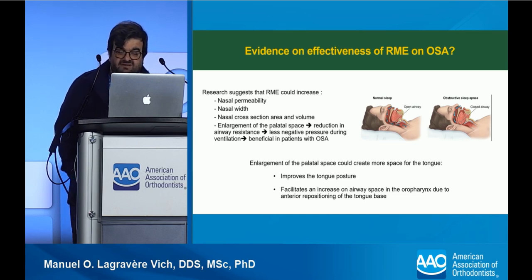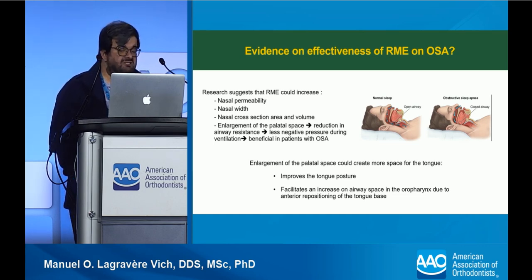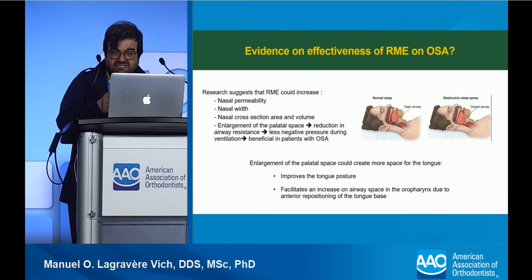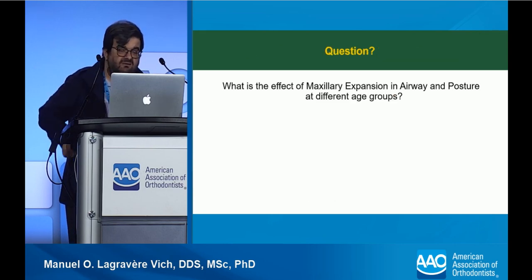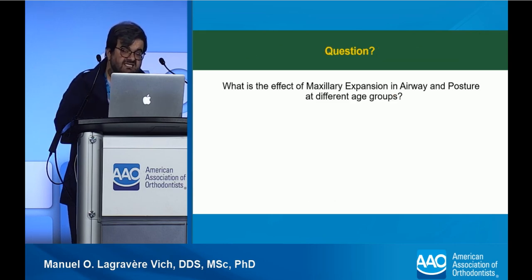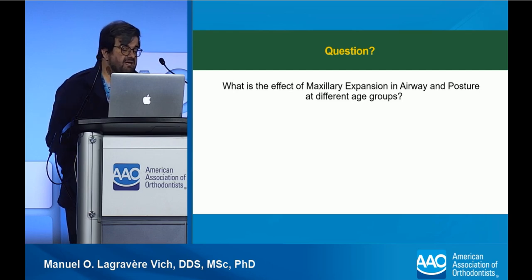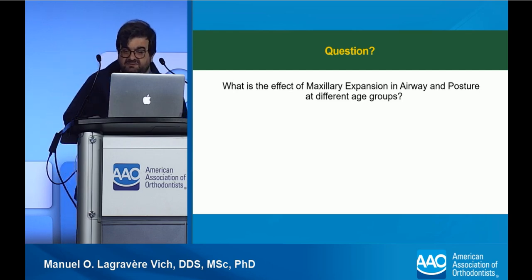So what can we say from this? When we enlarge the palatal space, we're creating more space for the tongue. So the tongue improves its posture, and that facilitates an increase of airway space, thus reducing the chance of sleep apnea. So let's go to what our studies have been saying. What is the question? What is the effect of maxillary expansion in airway and posture at different age groups?